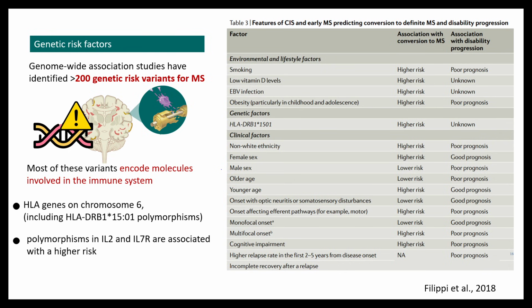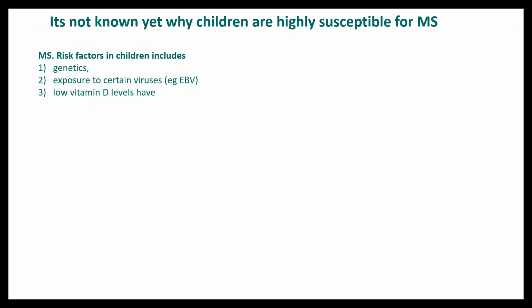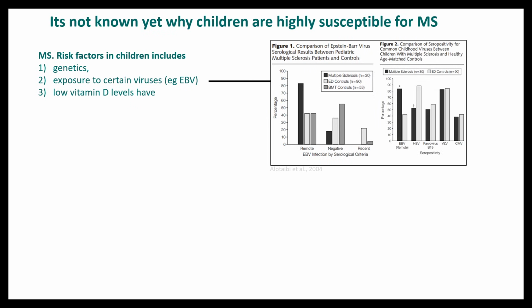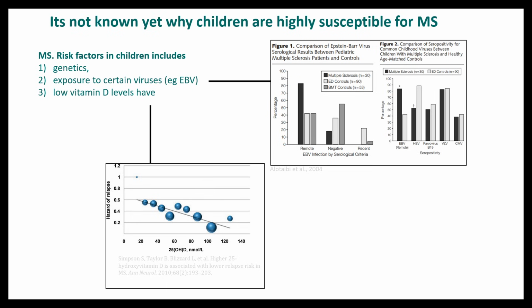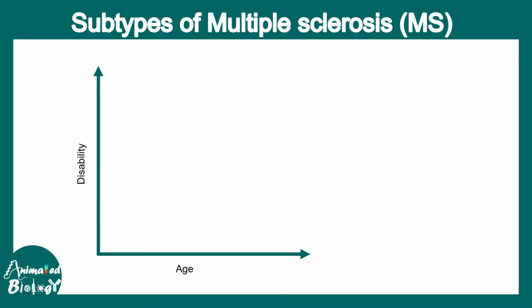And this particular review shows a bunch of risk factors, including genetic and environmental risk factors associated with multiple sclerosis. One of the important factors to note is that there could be viruses whose infection can be associated with multiple sclerosis. For example, Epstein-Barr virus infection is highly associated with multiple sclerosis, which was found by recent studies. Also, as we have talked about, a low level of vitamin D has a strong correlation with the hazard of relapse in multiple sclerosis. Now, when it comes to classification of multiple sclerosis, there are different types, such as relapsing remitting or RRMS.